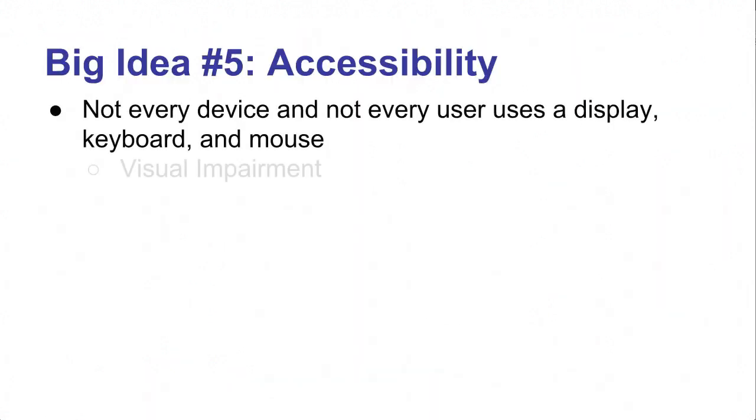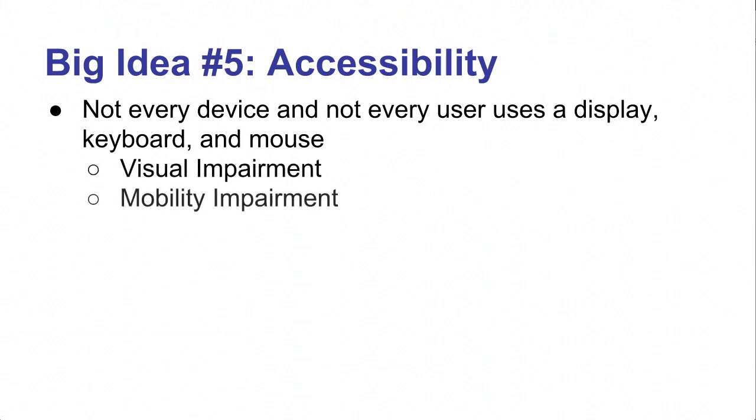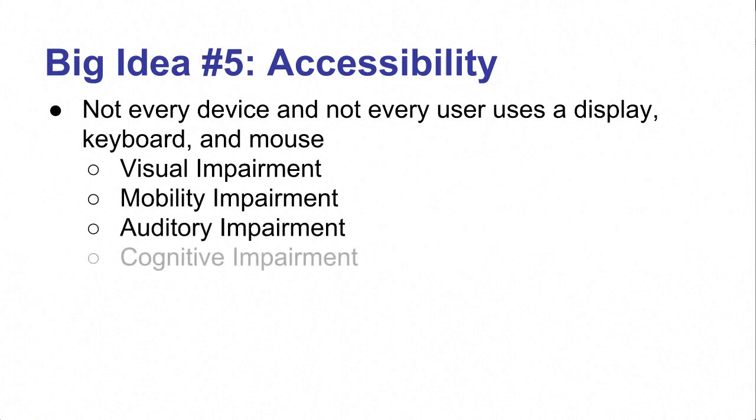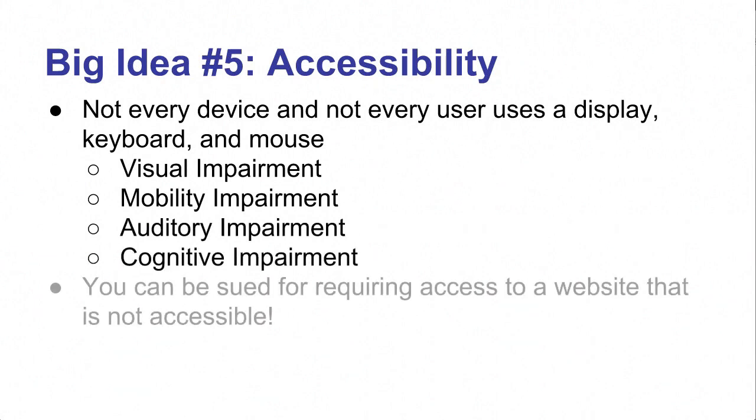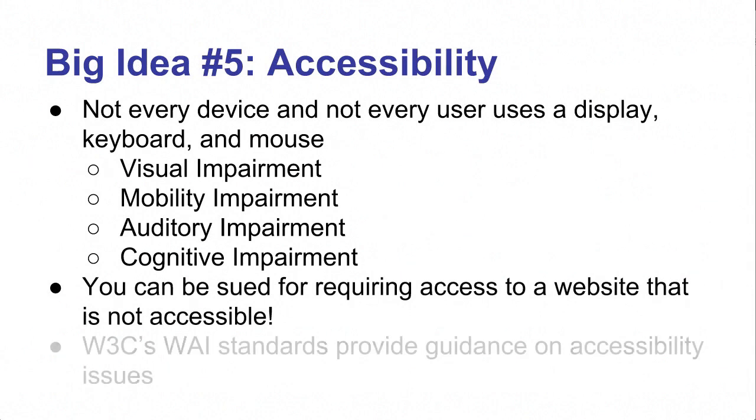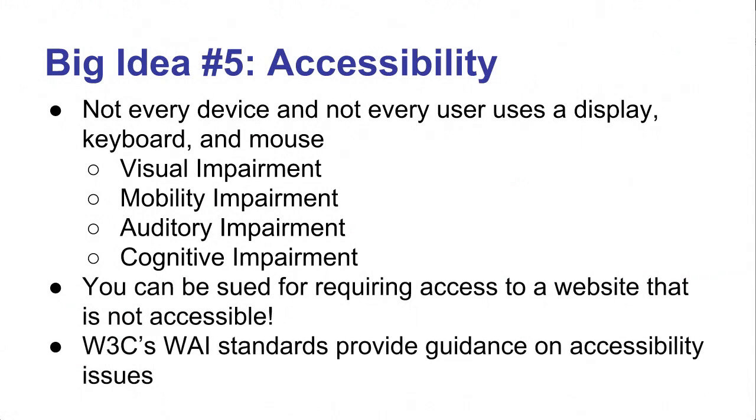Our 5th big idea is accessibility, which goes hand in hand with the other big ideas. There are many people in this world that simply can't use a standard web browser, often due to some kind of impairment. Yes, in some industries you can be sued for not being accessible. To protect yourself, it's a good idea to follow the W3C's WAI standards that provide guidance on accessibility issues.